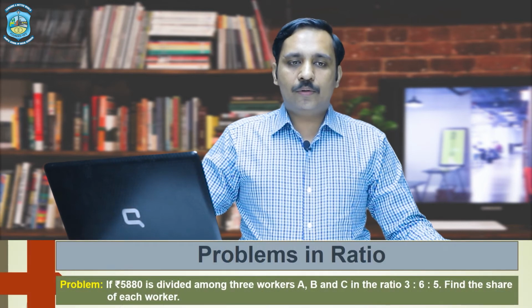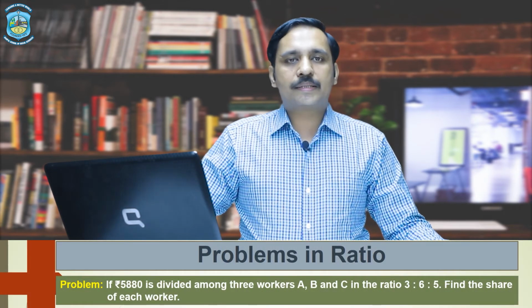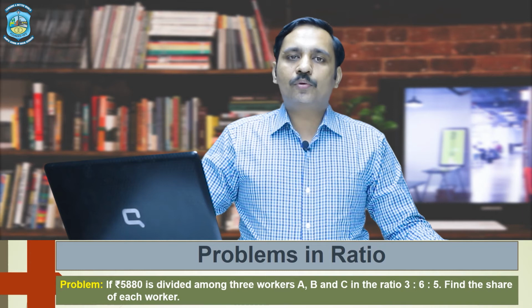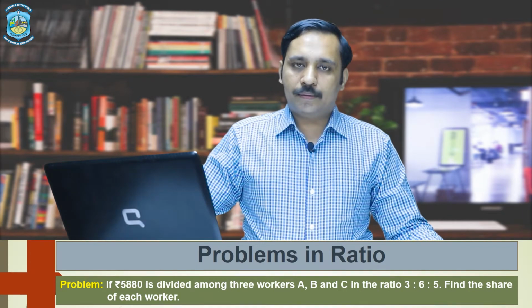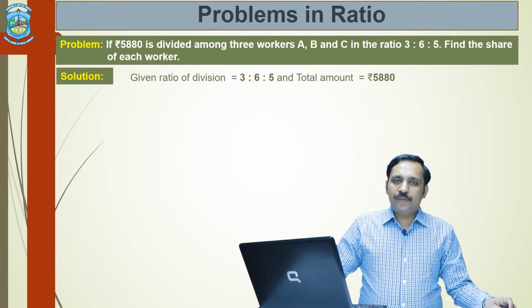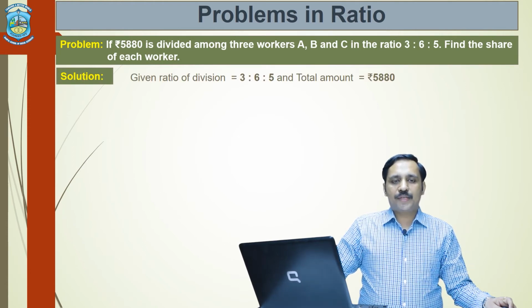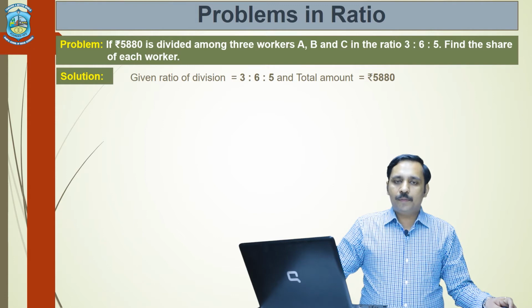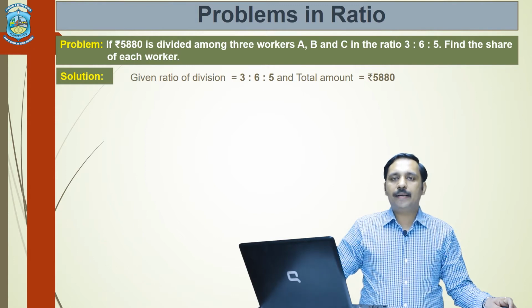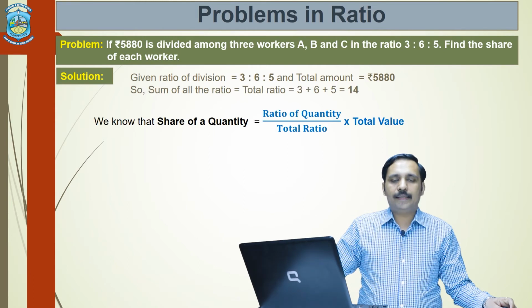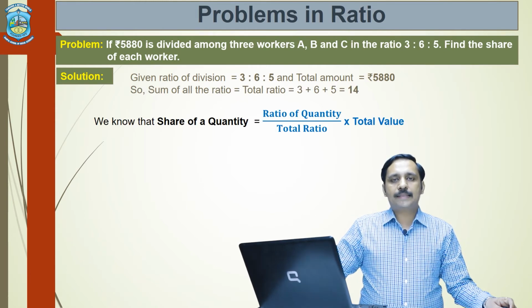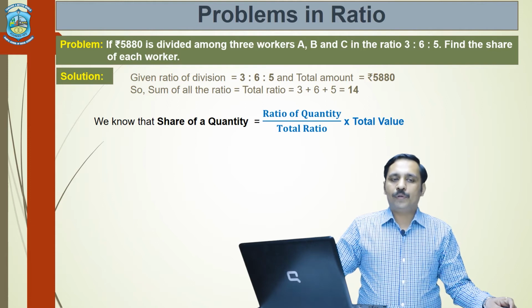Now we see with an example. We have a problem that if rupees 5880 is divided among 3 workers A, B and C in the ratio 3:6:5, we have to find the share of each worker. Let us see the solution. We have the given ratio, that is 3:6:5, and the total amount is given to us as rupees 5,880. So the sum of all ratios, the total ratio, is 3 plus 6 plus 5, which is equal to 14.